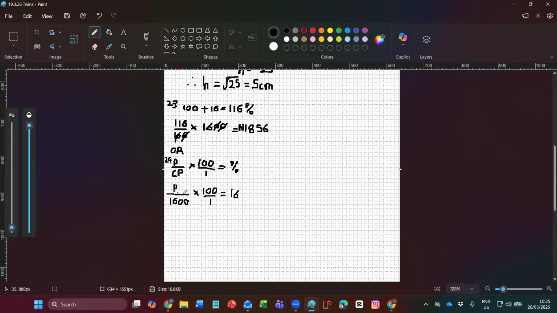So we're trying to find the profit, right? So can we cancel what needs to be canceled? The zeros will take themselves out, and then we're left with what? P over 16 equals 16, right? Yes. Okay, so who can tell me how I'll find P?